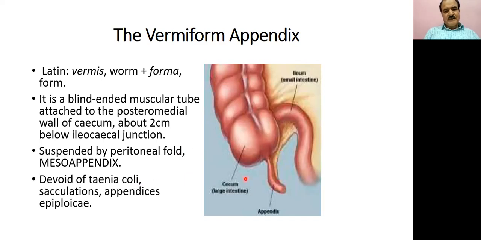It is devoid of taenia coli, because the taenia coli start from the base of the appendix on the cecum and then continue onto the ascending colon. The vermiform appendix also does not have appendices epiploicae and the circular constrictions, which we call haustrations. They are absent in the vermiform appendix.